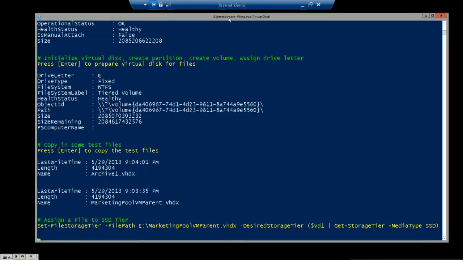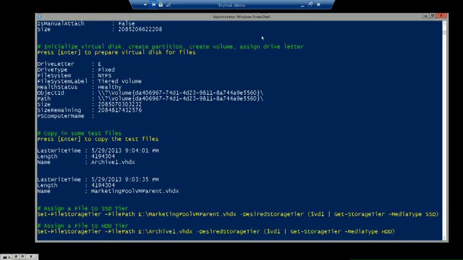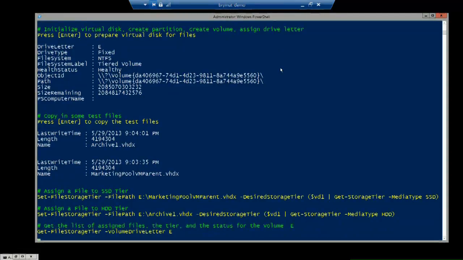So this is our capability here to now override automatic data placement. I simply set file storage tier, pass in the file's path, pass in the storage tier I want it pinned to, and I execute this command. All right. So I just pinned my VM parent to the SSD tier. I'm going to go pin my archive to the HDD tier now. So you see these commands are very simple.